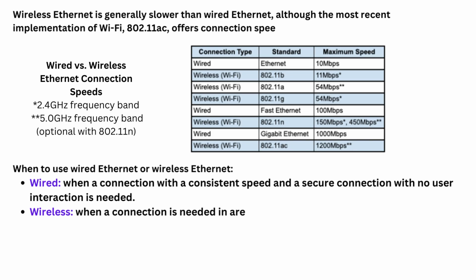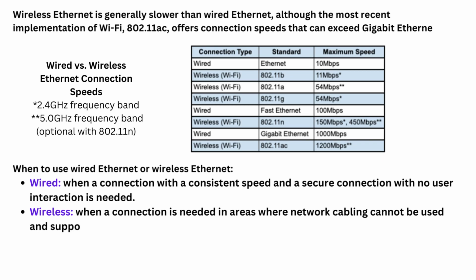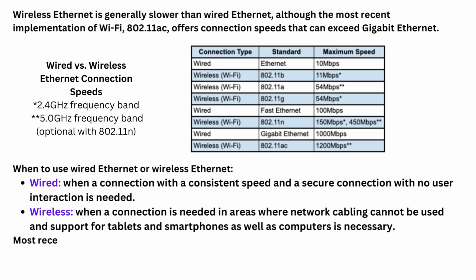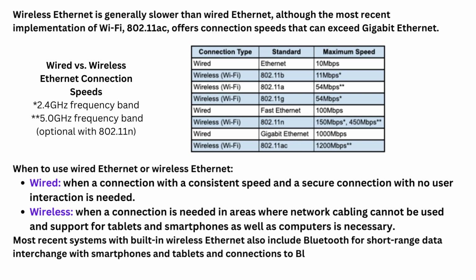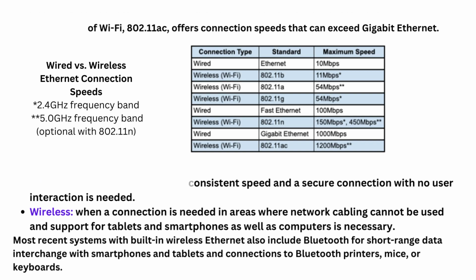When to use wired Ethernet or wireless Ethernet? Wired, when a connection with a consistent speed and a secure connection with no user interaction is needed. Wireless, when a connection is needed in areas where network cabling cannot be used and support for tablets and smartphones as well as computers is necessary. Most recent systems with built-in wireless Ethernet also include Bluetooth for short-range data interchange with smartphones and tablets and connections to Bluetooth printers, mice, or keyboards.